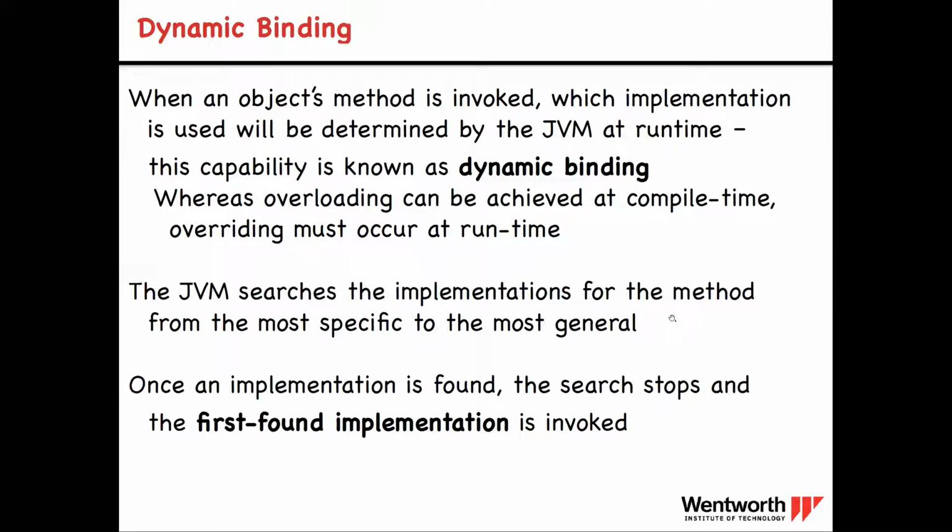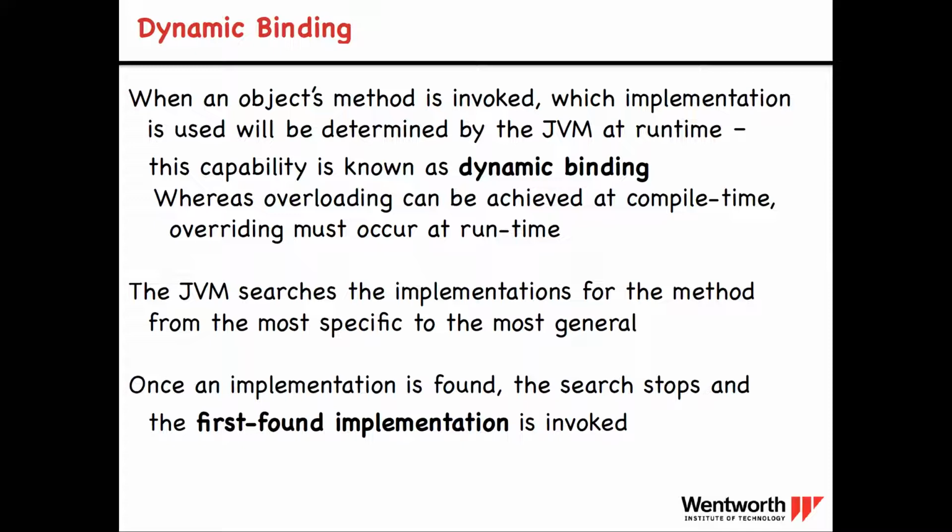All right. So to go a little bit deeper here, and eventually fill out some of the code that we just started writing, or that we just changed in our main, we have to talk about a concept called dynamic binding. So when an object's method is invoked, when you call a method from an object, the implementation that's used, the particular one that actually runs, is determined by the JVM at runtime.